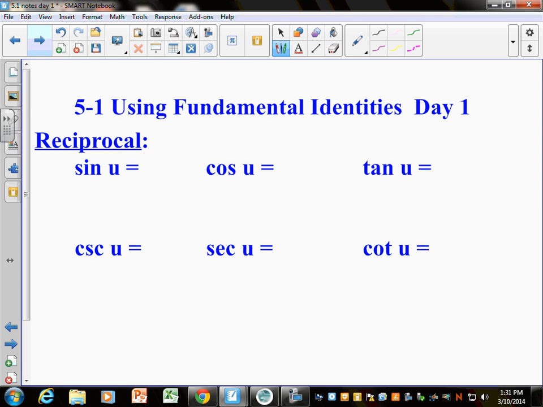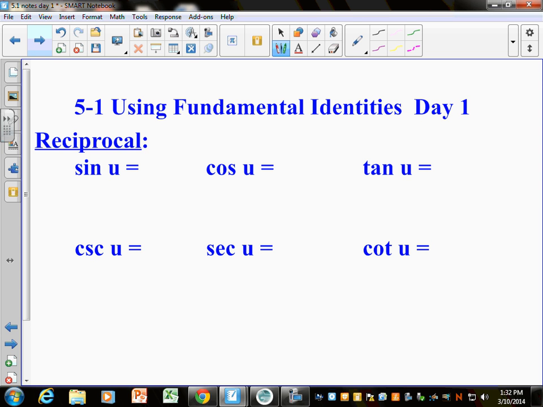The ones today, the fundamental ones, definitely are ones you need to know, which you already know. These are the reciprocal identities. Second hour, they were very confused because it said u instead of theta or instead of x. But that could be anything. U is just the angle. So if you like x better, if you like theta better, whatever you want to write there. But these are just the reciprocal.